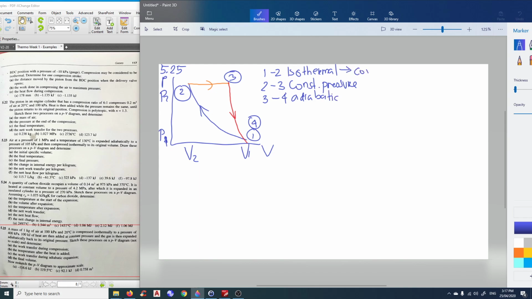So that's a compression. This is a heat addition, and this is expansion. Is that clear? Now let's have a look at the equation. So the mass of the air is 1 kilogram. Temperature here, 20 degrees Celsius, is the temperature at point 1.